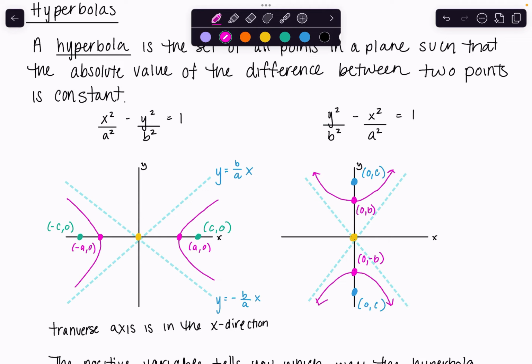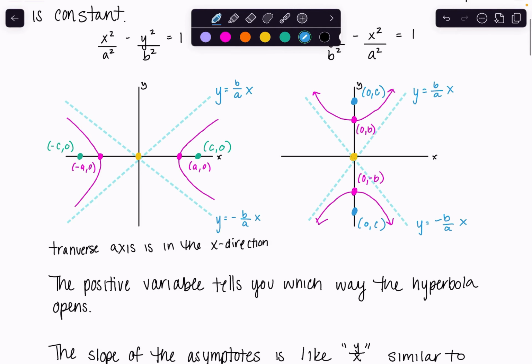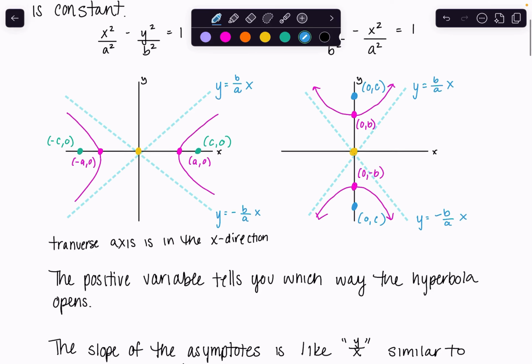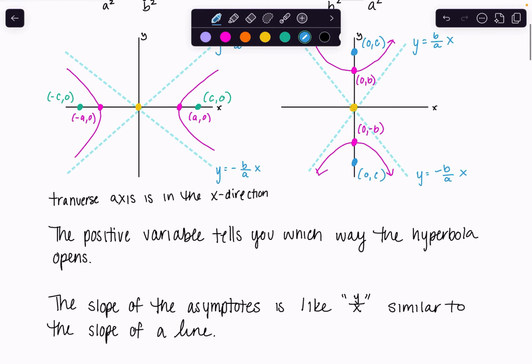Okay. The equations of our asymptotes are going to be exactly the same because the roles don't switch. Here you would have positive b over a, and here you have negative b over a. So with these, the positive variable tells you which way the hyperbola opens. And then the slope of the asymptotes you can think of as y over x, which is just like the slope of the line. And then in both of these cases, that center is going to be at 0, 0.